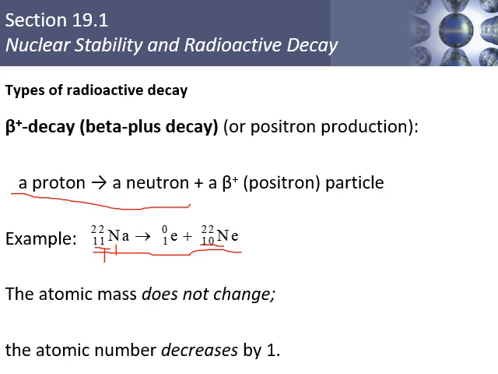But the mass number here, notice, doesn't change. That's the characteristic of all beta decay. Whatever kind of beta it is, the mass won't change. The atomic number always does change, but the mass number never changes.